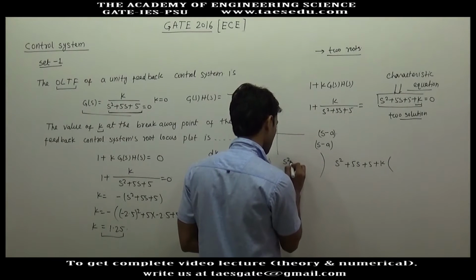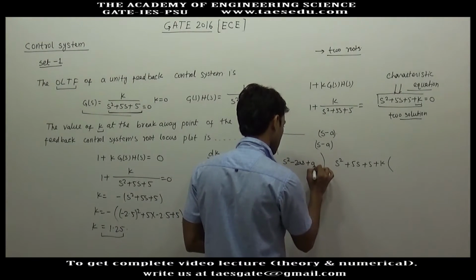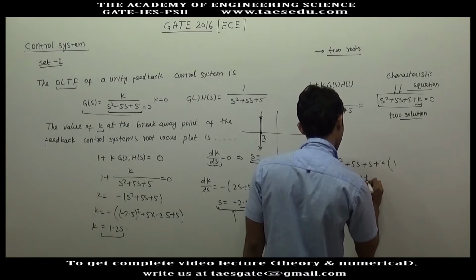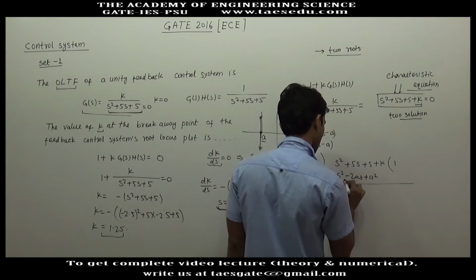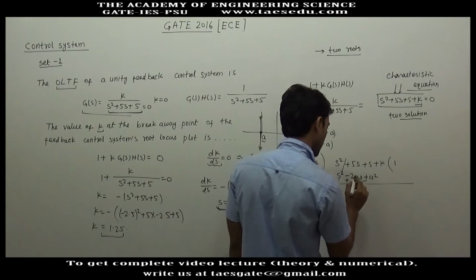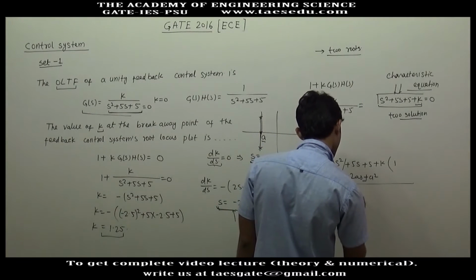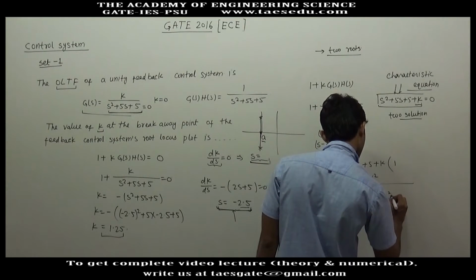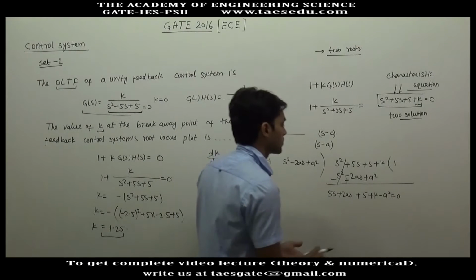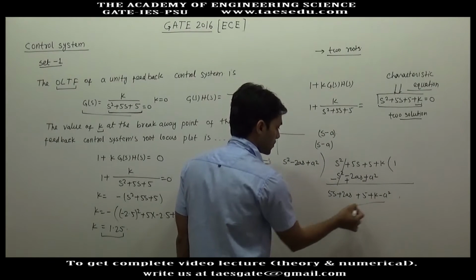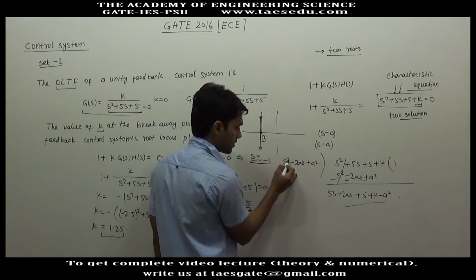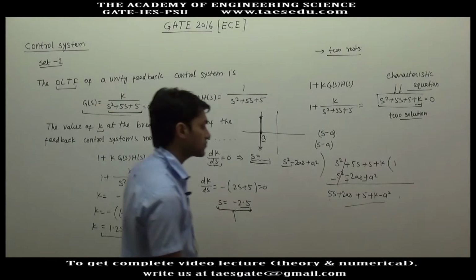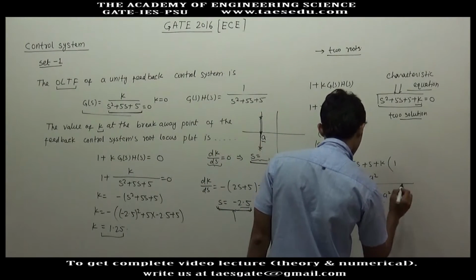(S minus A) whole square is s square minus 2as plus a square. Here you will have (5 plus 2a)s plus (5 plus k minus a square) equal to 0. Now the order of this remainder is less than the order of the equation, which is 2, so we will not divide any further. This is the remainder and this has to be 0.